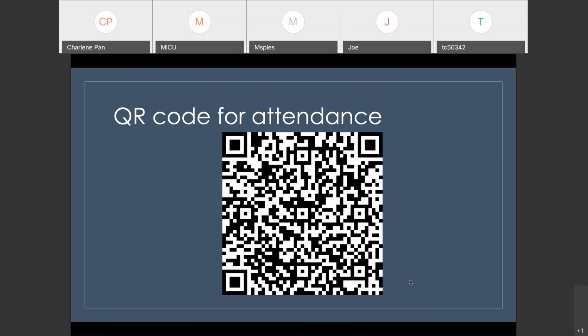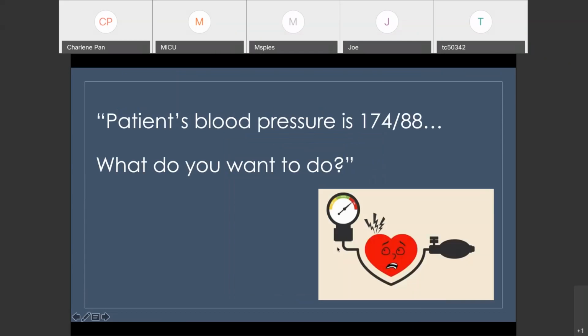Okay. So the first one, patient's blood pressure is 174/88. What do you want to do? So we're talking about common pages that a lot of you will encounter during intern year, on the floors, or when you're on at night. Very annoyingly, just before you're about to sleep, the nurse calls you like, this is the patient's blood pressure, 174/88. What do you want to do?